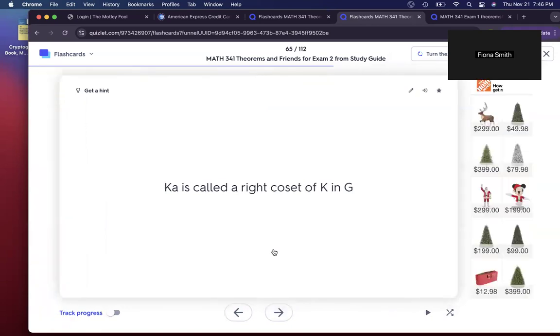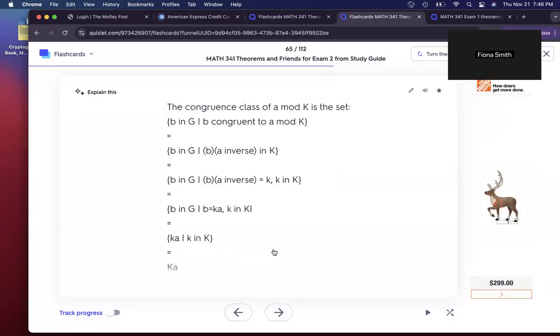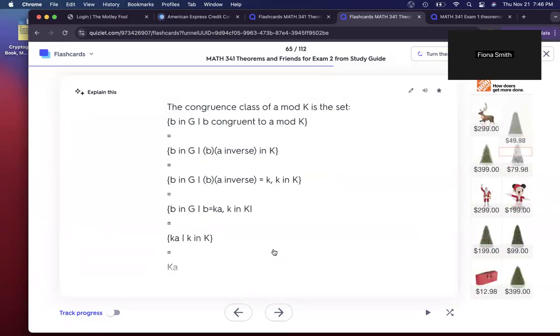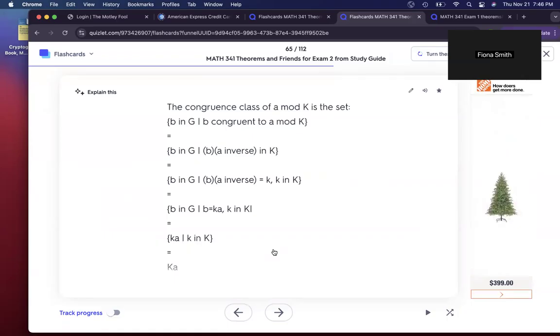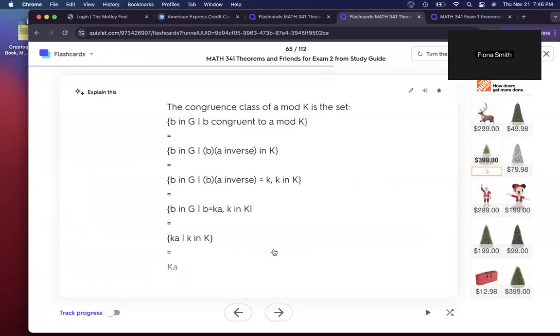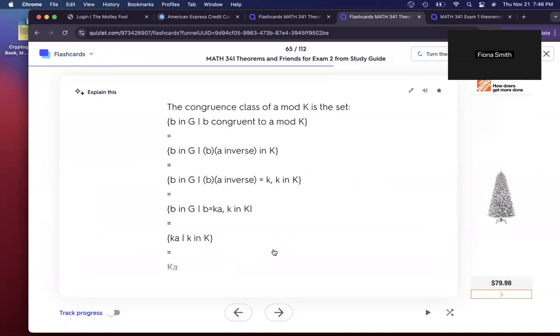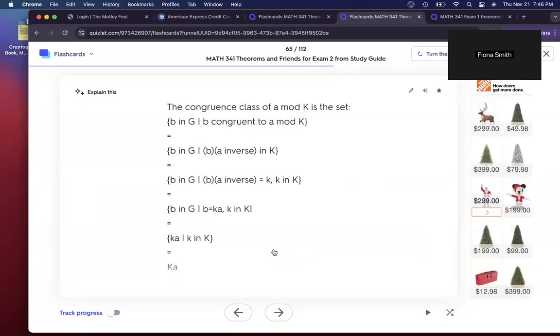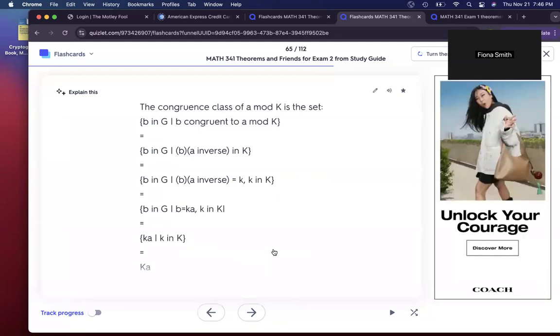Ka is called a right coset of K in G. The congruence class of a mod K is the set of all b in G where b is congruent to a mod K. We can say this is the same thing as all b in G where ba inverse is in K. We can say this is the same as all b in G where ba inverse equals some element in K. We can also say this is all b in G where b equals ka for some k in K and a in G.